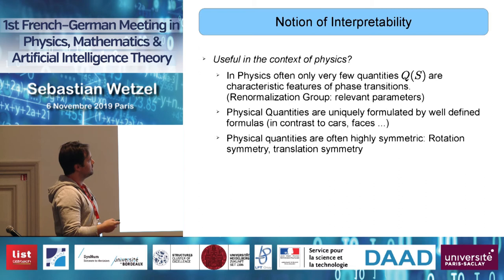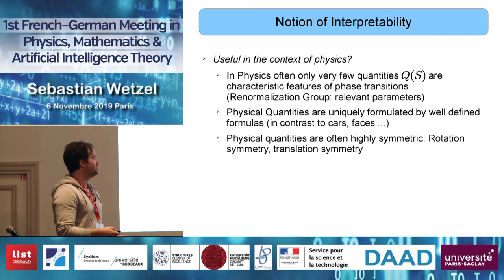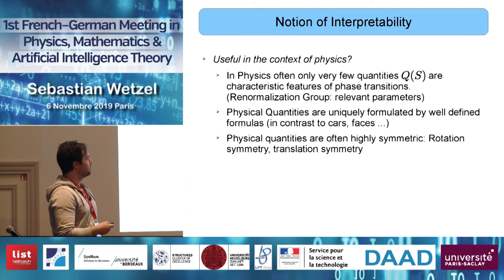Physical quantities are uniquely formulated by well-defined formulas. If you imagine the formula of a cat or a dog, I have no clue. But if I see a formula of a physical quantity, I can relate to that, because that is how we learned to write down physics, in terms of these well-defined formulas. These physical quantities are often highly symmetric, for example by rotational symmetry and translational symmetry.